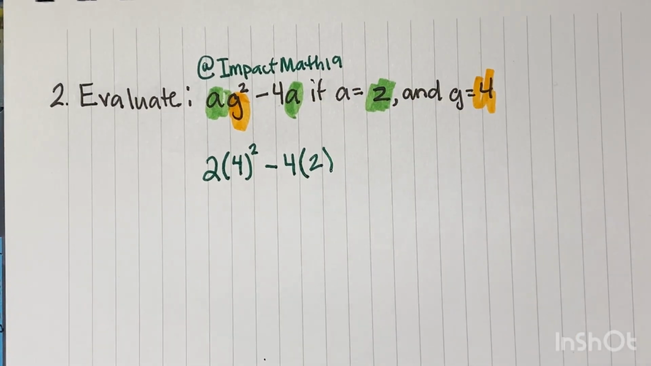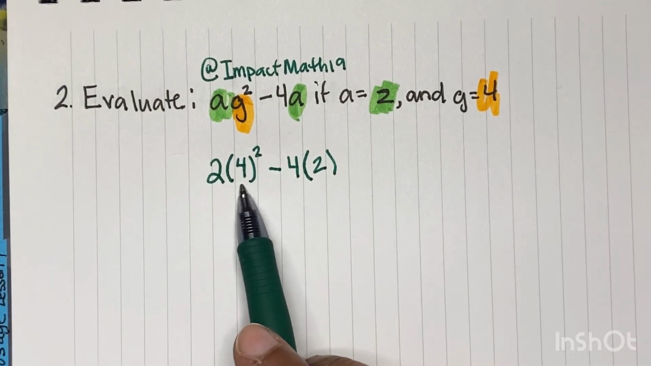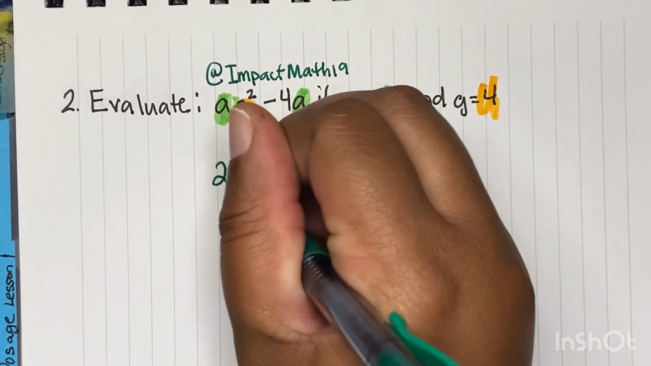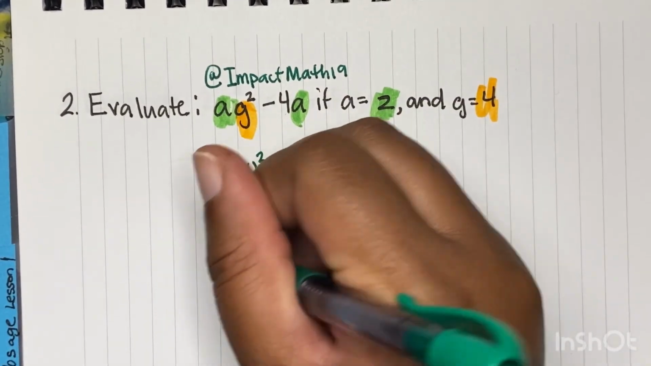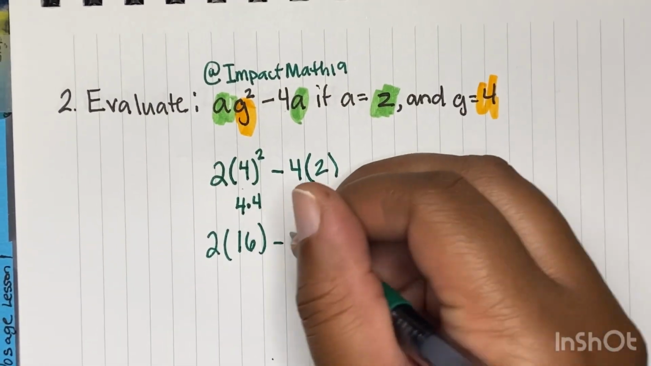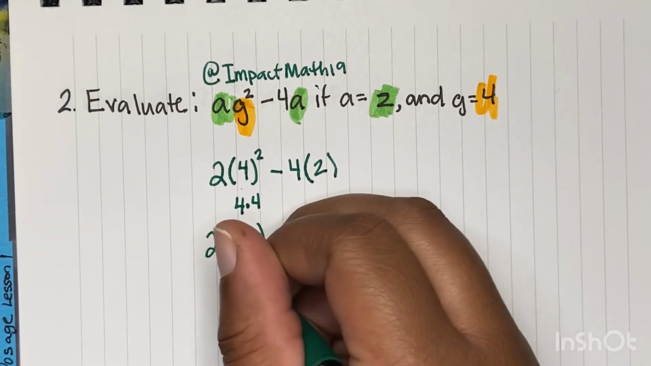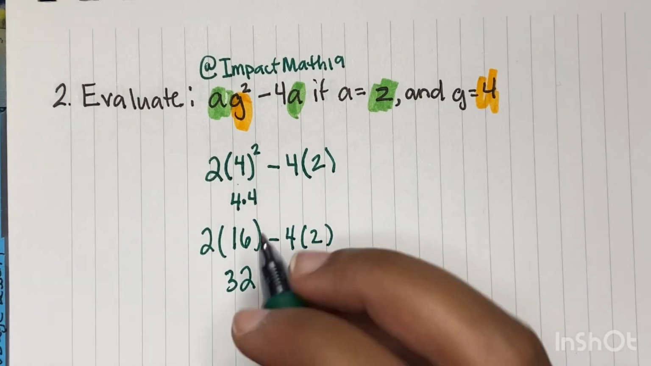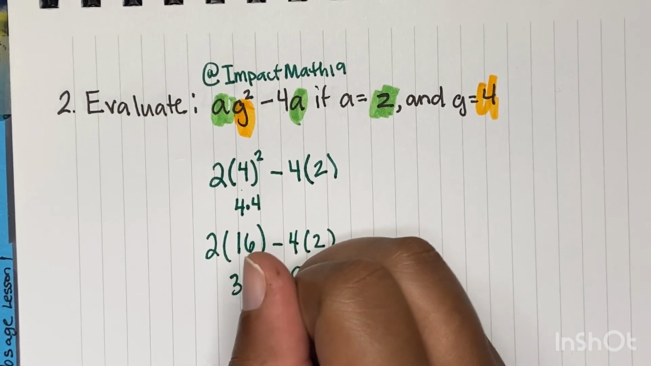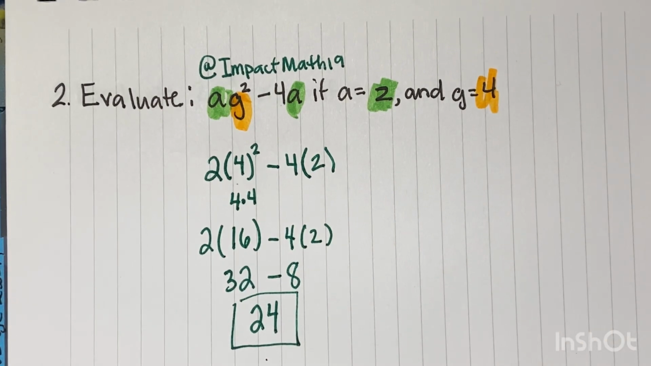So again, this becomes an order of operations. We're going to start with our exponent. Remember, this means 4 times 4. Okay, this is what that means. So 4 times 4 is 16. We're going to drop down the 2, minus 4 times 2. 16 doubled is 32, and 4 doubled is 8. So 32 minus 8 is 24. And that is our beautiful answer. All right, let's try the next.